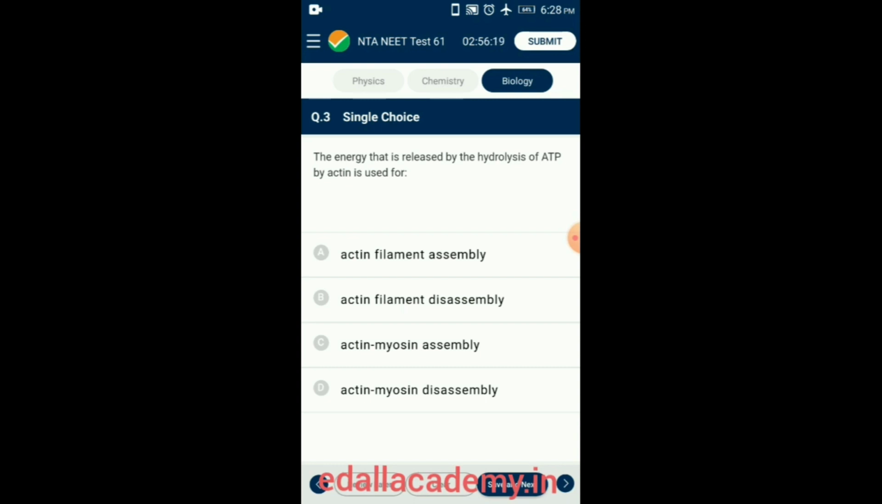Question number 3. The energy that is released by the hydrolysis of ATP by actin is used for. Actin monomers or G-actin polymerize to form actin filaments or F-actin. The first step in the polymerization is the formation of dimers and trimers. This further grows to form the long chains. The actin monomers require ATP molecules to get polymerized and form the actin filament. So the answer for this question is option A, actin filament assembly.